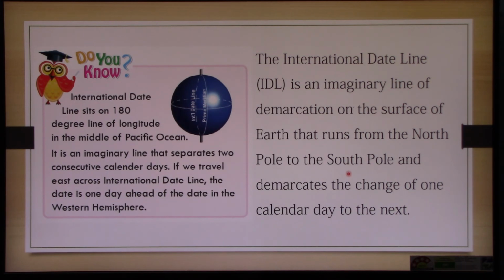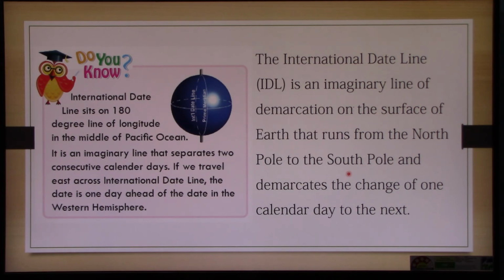International date line sits on 180 degree line of longitude in the middle of the Pacific Ocean. What is Pacific Ocean? The biggest ocean. Yes or no, children? All of you have read since standard 3. Pacific Ocean, right? Now it is an imaginary line that separates two consecutive calendar days.